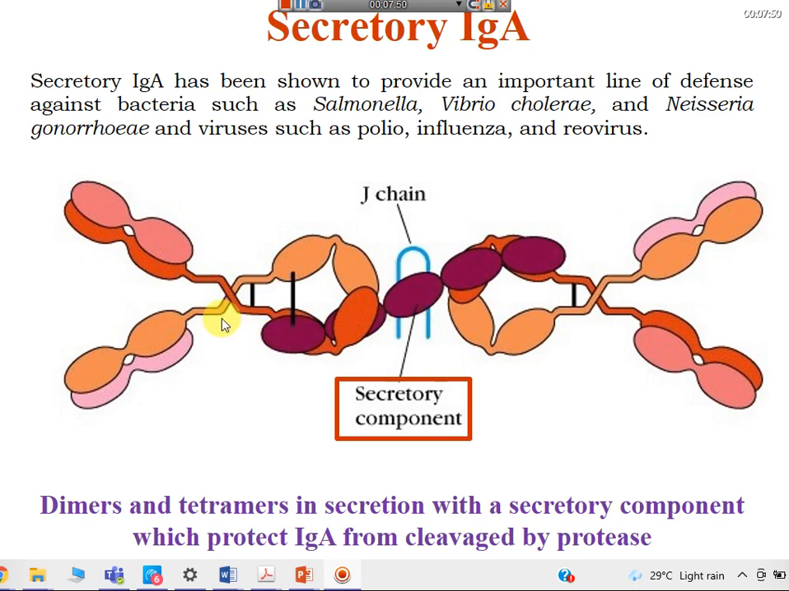This secretory IgA, dimeric or tetrameric IgA, provides a very important line of defense against different bacteria like Salmonella, Vibrio, Neisseria, and also against certain viruses like polio, influenza, reoviruses. Because it neutralizes their antigens at the site of exposure itself, it is quite important. Now, how does this secretory component get associated with this dimer? Let's see that.